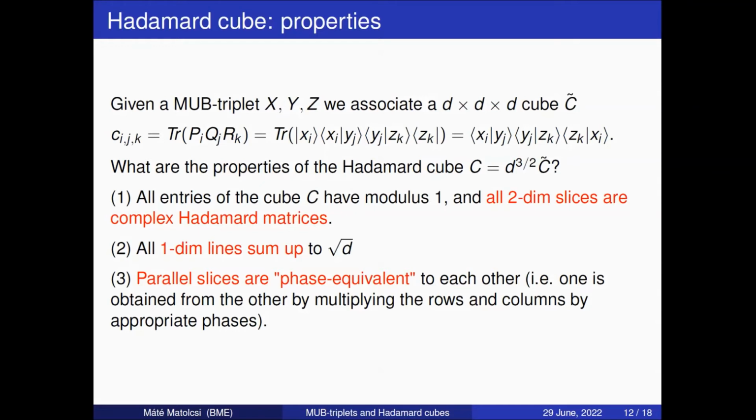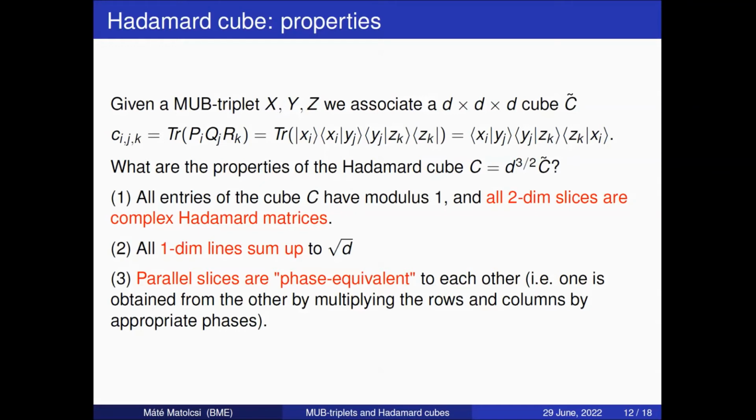And in this way, you have an object, which is a three-dimensional object, a cube. And we are now trying to establish what properties this Hadamard cube has. I'm calling Hadamard cube C the renormalized version, because what is the absolute value of this product? Well, each of them has absolute value 1 over root D. So altogether, it's 1 over D to the 3/2. So if I want absolute value 1, I renormalize by D to the 3/2. So I renormalize my cube, and I'm trying to establish the properties.